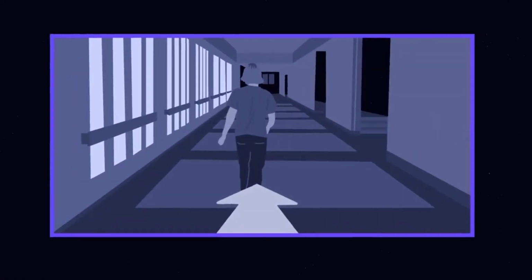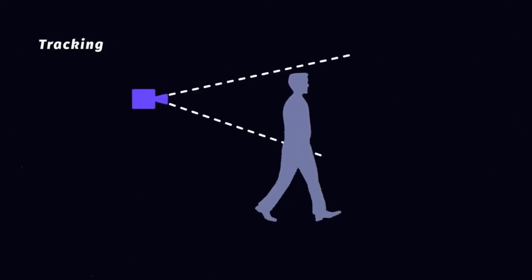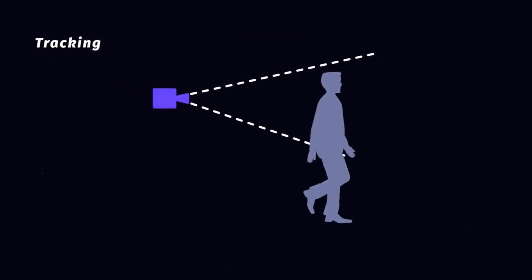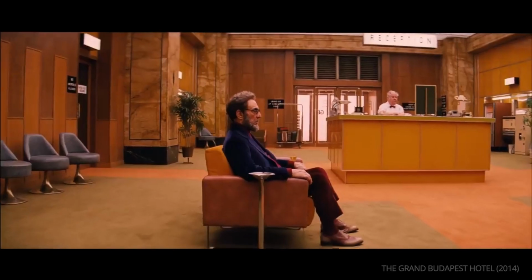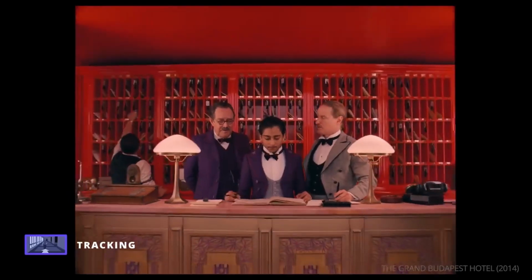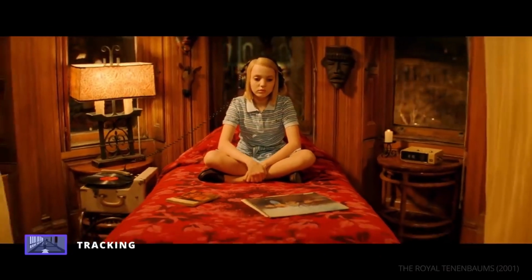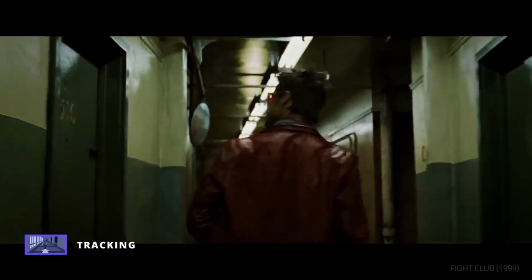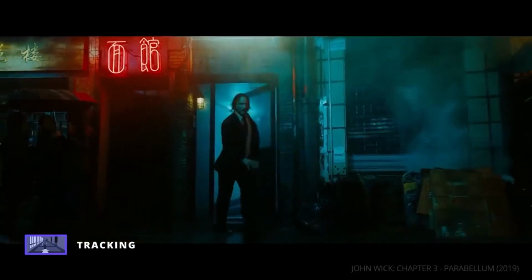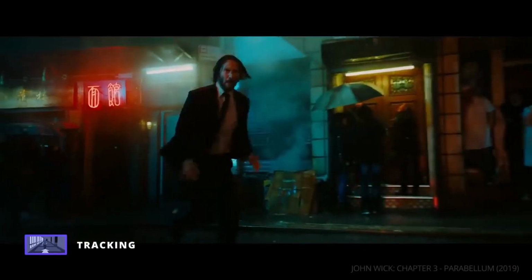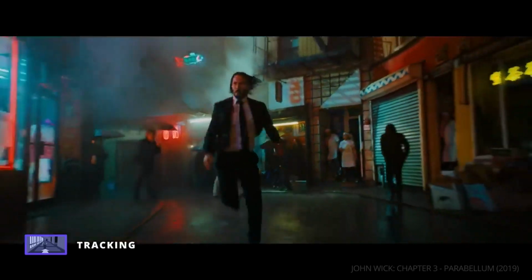A tracking shot physically moves the camera through a scene, typically following a subject. Tracking shots differ from push-ins or pull-outs because they don't simply move toward or away from a subject. They move with a subject. The subjects are on the move, and the camera tracks with them, wherever they go.